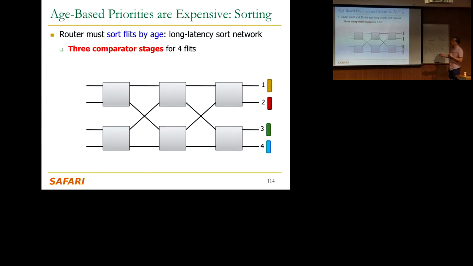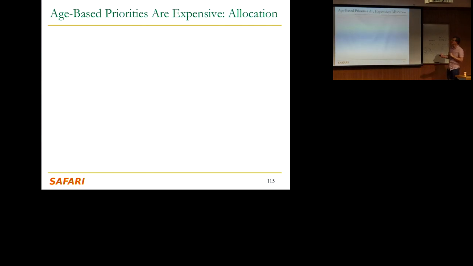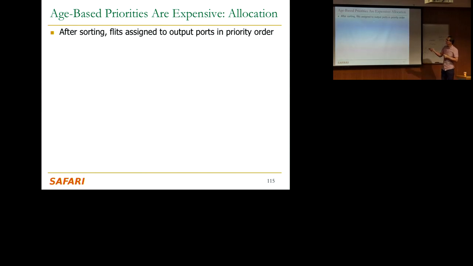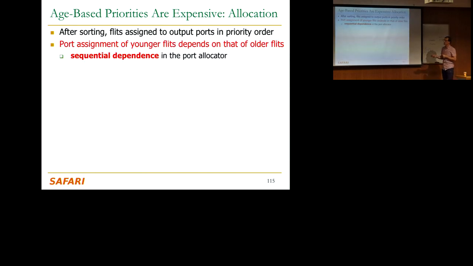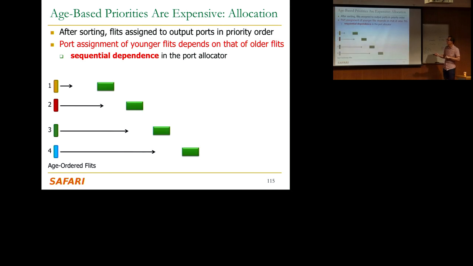Now you know the priorities, right, of the different flits. So after sorting, flits are assigned to output ports in priority order. Right? That's the next step. We just figured out the ordering. Now we need to assign ports. So port assignment of younger flits depends on that of the older flits. That's the downside of deflection routing, actually. You need to do that port assignment. There's a sequential dependence in the port allocator.